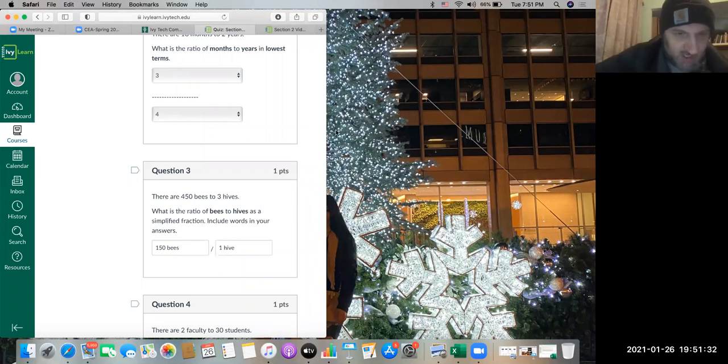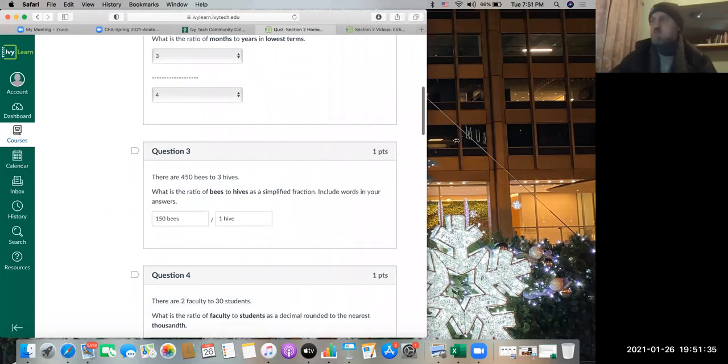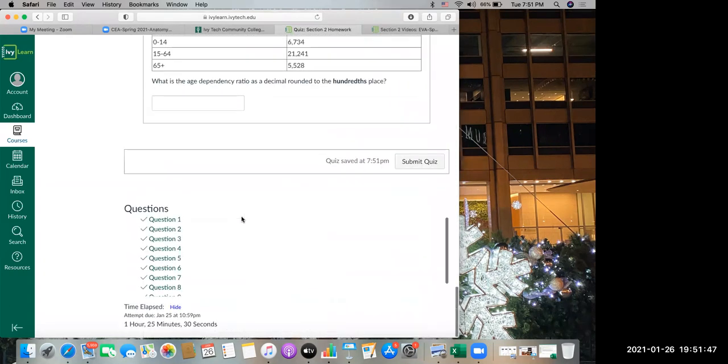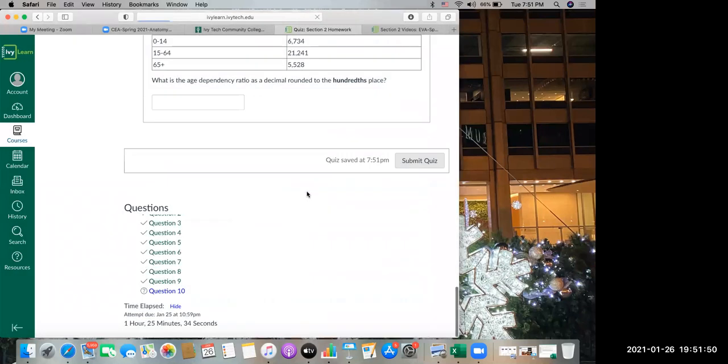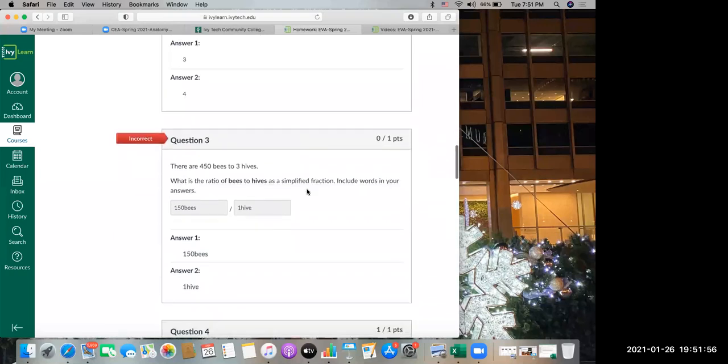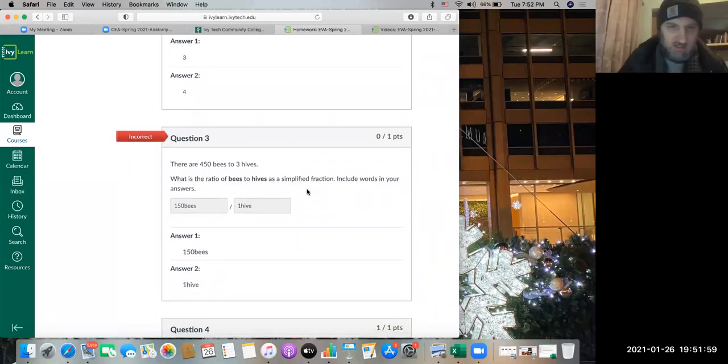Okay. Try taking out the space. Yeah. Go ahead and submit that. It's still saying it's wrong. Bees to hives. Yep, it's definitely 150 to that. Okay, let me check it on my end. Because that is definitely the right answer. We just need to get the way it's written to be the way they want it to be written.